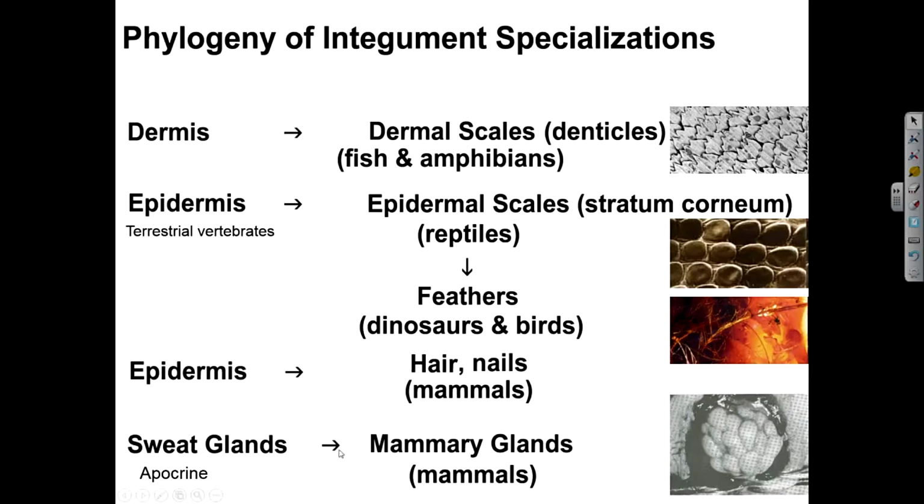So those are some specializations from the epidermis. In addition, the epidermis gives rise to hair and nails. And also, the apical sweat glands are thought to have evolved into mammary glands. So that's the origin of a lot of these different structures. Mammary glands, hair, nails, feathers, all are related to integumentary specializations.